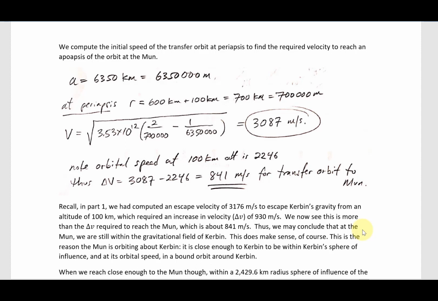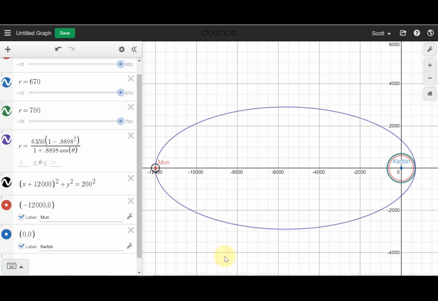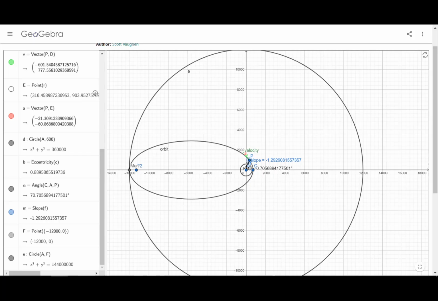And this does make sense, of course. This is the reason the Mun is orbiting about Kerbin. It is close enough to Kerbin to be within Kerbin's sphere of influence. And at its orbital speed, it is in a bound orbit about Kerbin. When we reach close enough to the Mun, though, within a 2,429.6 kilometer radius, the sphere of influence of the Mun will become the dominant gravitational body, entirely determining the orbit of our rocket.